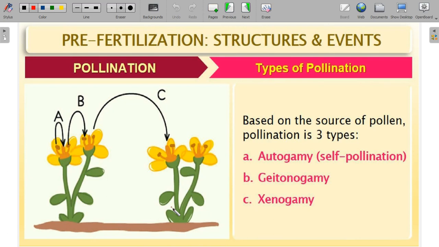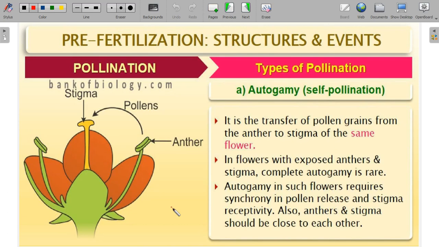I'll move to the next slide, and if you have any doubt, you can ask me. Now, autogamy, we came to the meaning: autogamy is self-pollination. It is the transfer of pollen grains from the anther to the stigma of the same flower, same plant. But there are some things that I want to expose to the children.